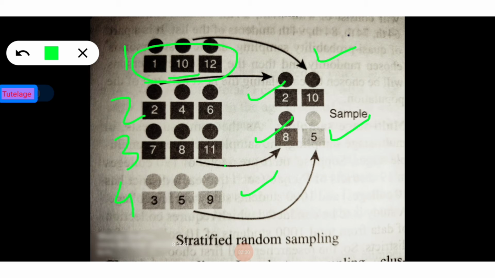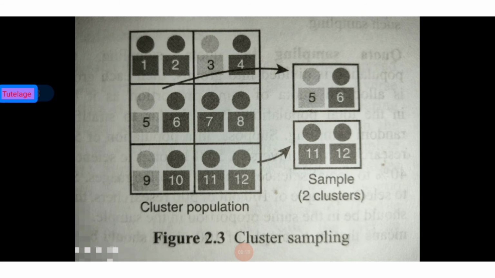So now move on to the next slide. In cluster sampling, we all know that clusters will be formed from the total population. That's why each cluster has different types of values. So that's why clusters are heterogeneous groups of the population.